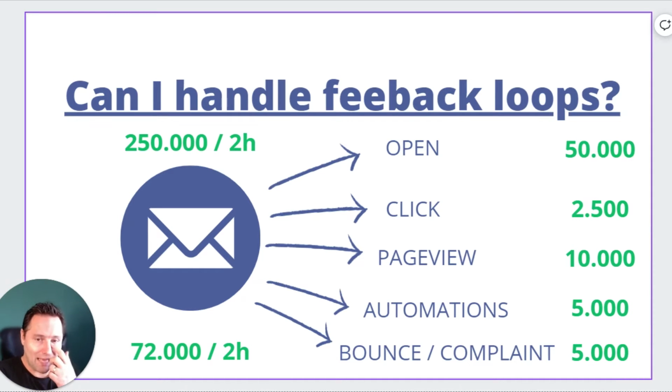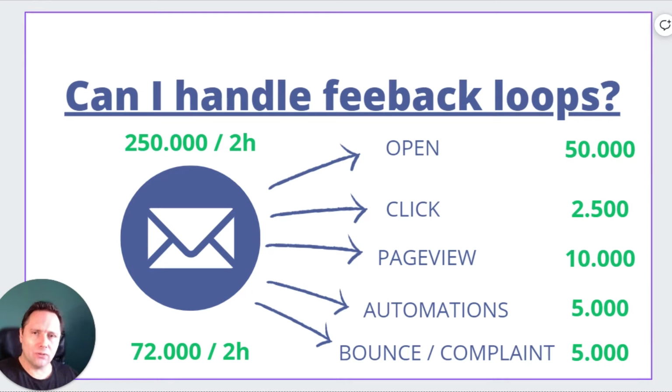So let's do a little bit of math. If you're sending out 250,000 emails in 2 hours, and these are industry average numbers here, you're going to deal with 50,000 opens, 2,500 clicks, 10,000 page views, 5,000 automations, and 5,000 bounce complaints. The automations, I kept really on the low side. So it's 72,000 events in 2 hours. Can your server manage that?